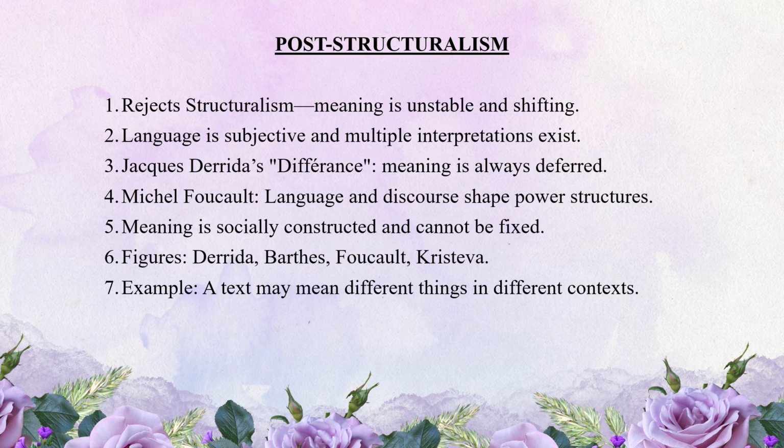Next we have post-structuralism. We also call it deconstruction. Post-structuralism challenges structuralism by arguing that meaning is unstable, fluid and subjective. It suggests that language is ambiguous, meaning is never fixed, and interpretation varies among the readers. Language is subjective, and here Jacques Derrida's différance: meaning is always deferred. Michel Foucault: language and discourse shape power structures, meaning is socially constructed and cannot be fixed. Other examples, Barthes, Foucault, Kristeva. A text may have different meanings under different contexts.